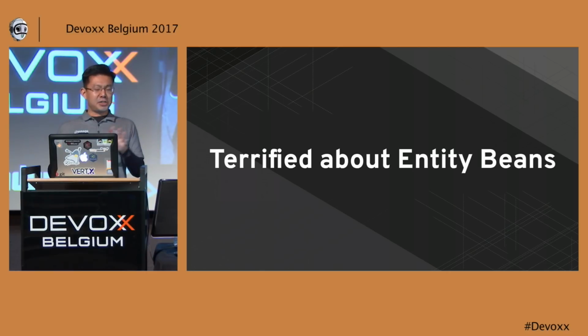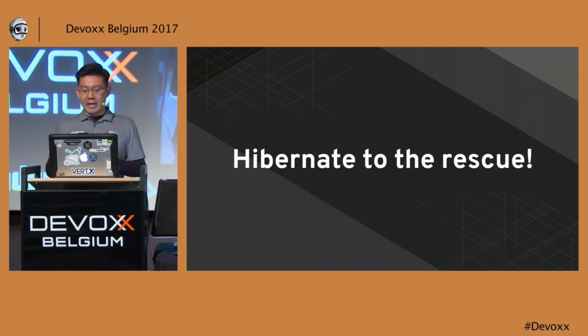Then we magically had something that promised to solve all of the problems that we had with entity beans. We had Hibernate, and just to give you some numbers, in 2005, we had Hibernate 3.0, and it took many years to have another version, Hibernate 4. Java 6 was released in 2006.